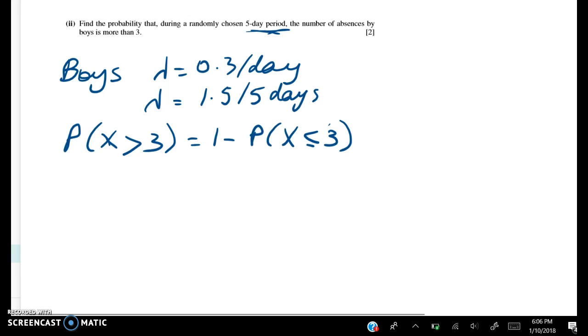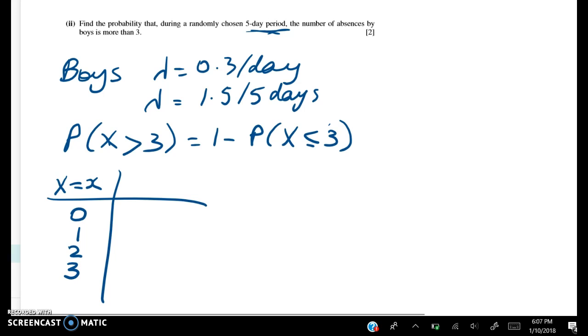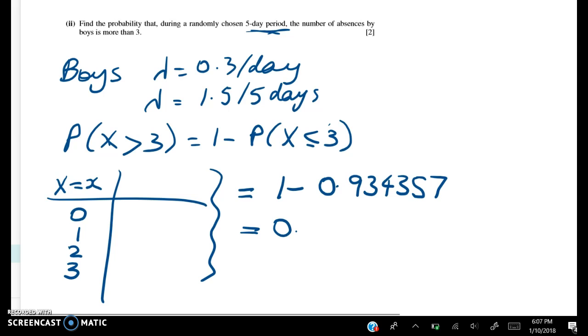I'm going to pause the video here and just put that calculation in. Remember, a nice way for you to do your working out is to use a little table like this. So you can do that and fill in those numbers. Actually, I'm just going to skip that step here, guys, so that we get through a bit faster. And so that works out to be 1 minus 0.934357, and I got 0.0656 again to 3 significant figures.